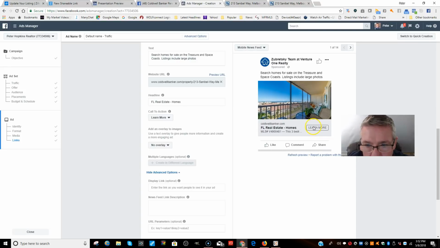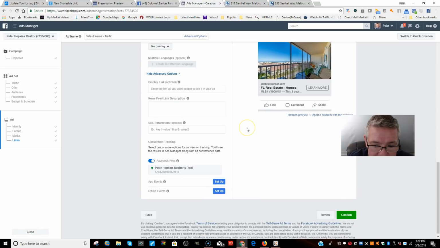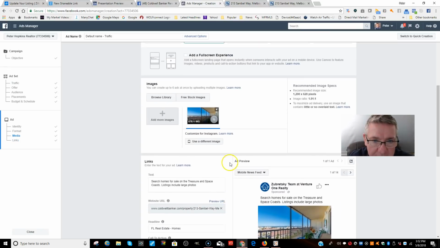So Learn More is the desired button. If they had View Homes or something, it'd be better, but they don't. They have Sign Up, Shop Now, Subscribe, Send a Message. So Learn More is about the closest we can get. So that's the ad. It's very simple, and that's how we create an audience, and then we can click that and spend the money.